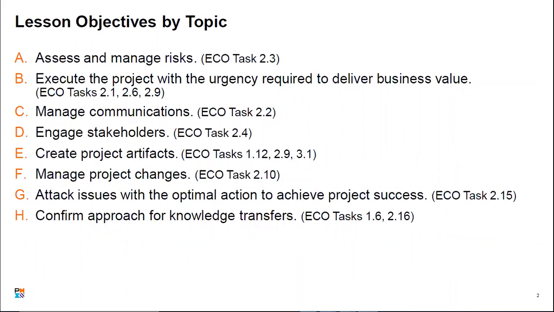A, to assess and manage risk. B, to execute the project with the urgency required to deliver business value. C, to manage communications. D, engage stakeholders. E, create project artifacts. F, manage project changes. G, attack issues with the optimal action to achieve project success. And H, to confirm approach for knowledge transfer.